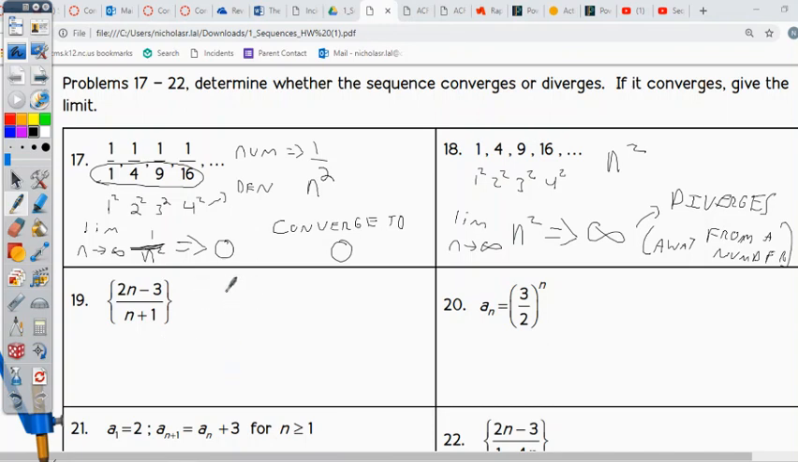19. 2n minus 3 over n plus 1. You have the limit as n approaches infinity of 2n minus 3 over n plus 1.